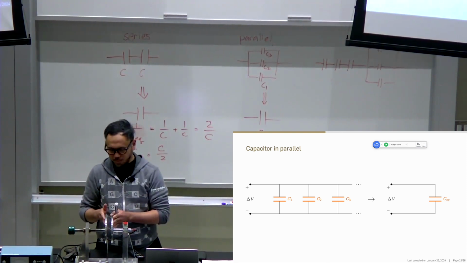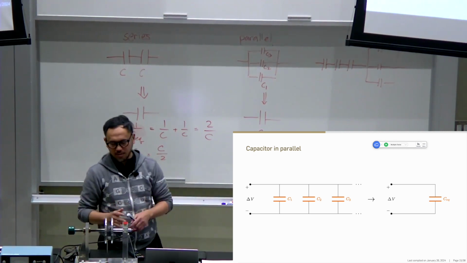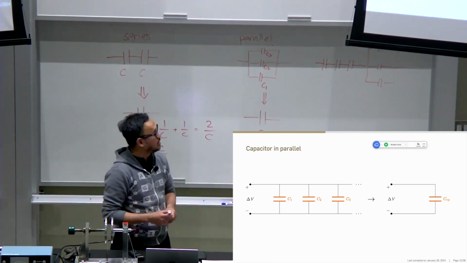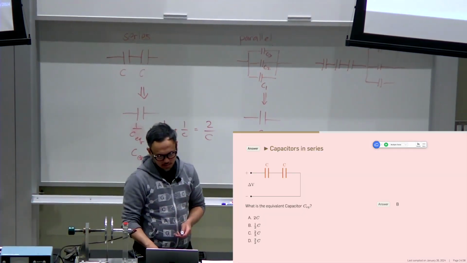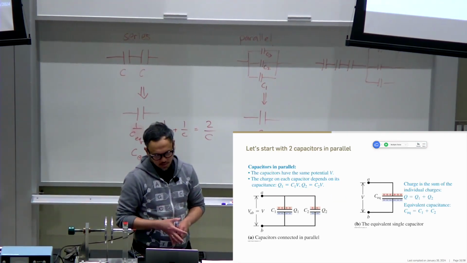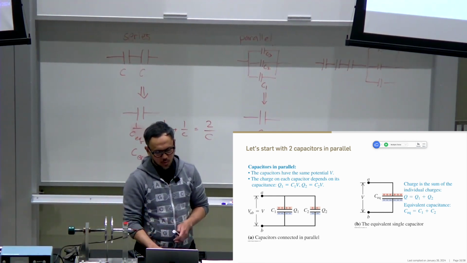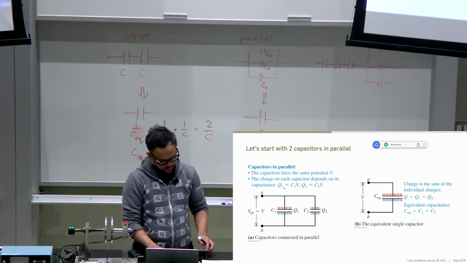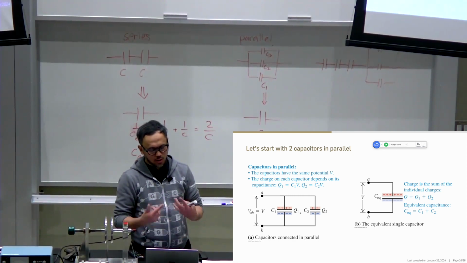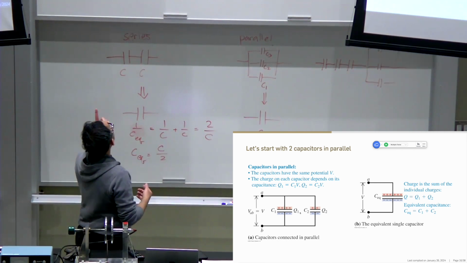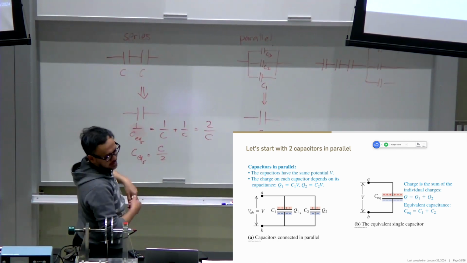So if I have two plates, then the area will double. The separation is the same. So you can derive that by using the conservation of charge. So Q1 plus Q2 is equal to Q, and the charge is equal to C equivalent times V.